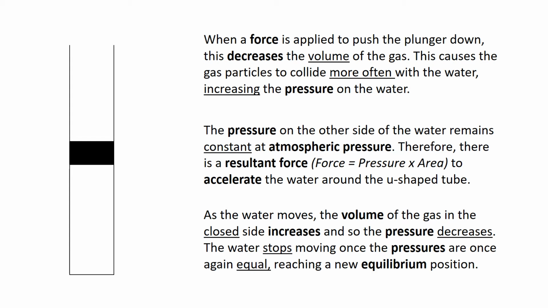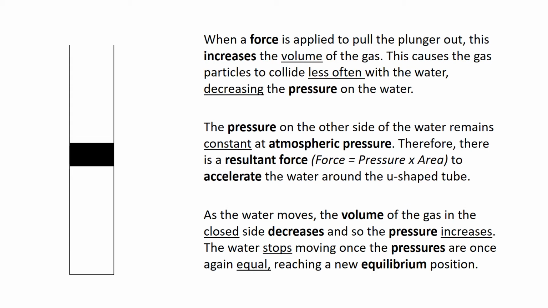And if we look at the reverse process, what happened in the second half of the video is we pulled out the plunger. What that does is it increases the volume of the gas. So you get fewer collisions between the gas and the water, so the pressure on the water decreases. Then the opposite process happens: the pressure is greater on the open side than on the closed side, and there's a resultant force to move the water around until the volume decreases and we get to a new equilibrium position.